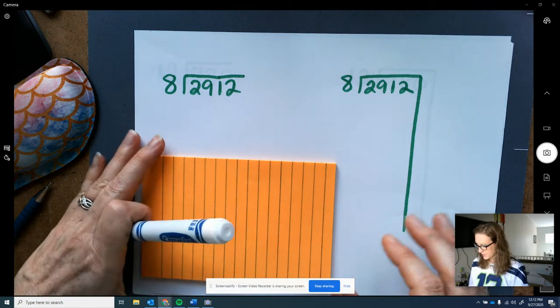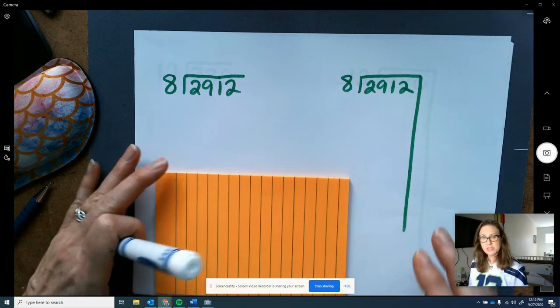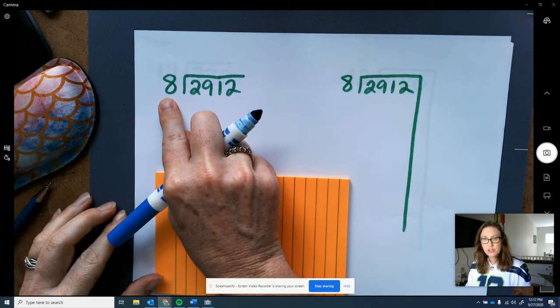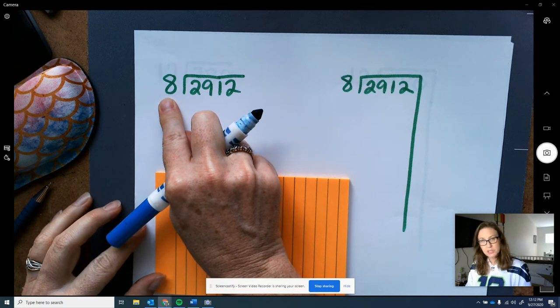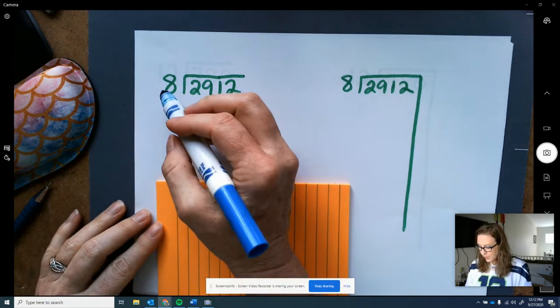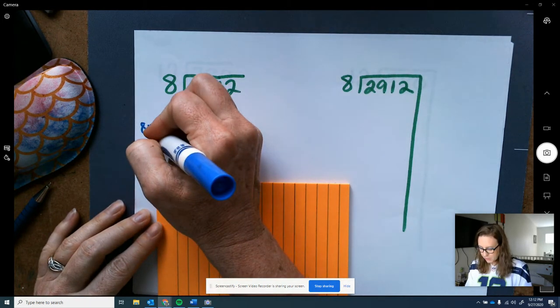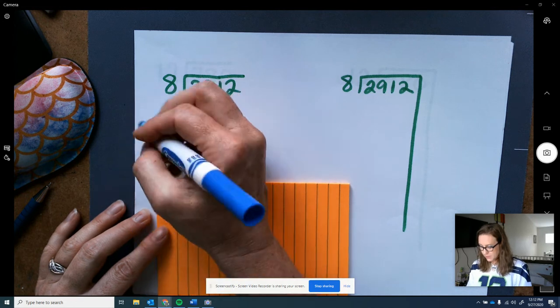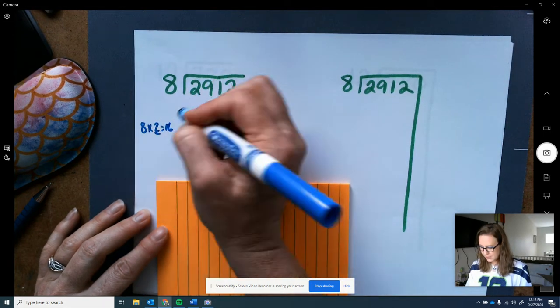All right, so I'm going to solve it with the standard algorithm. I have to know my 8s. I have to know my 8 multiplication facts to be able to do this. 8 times something has to get us closest to 29 without going over. 8 times 2 is 16. I think I can go further.